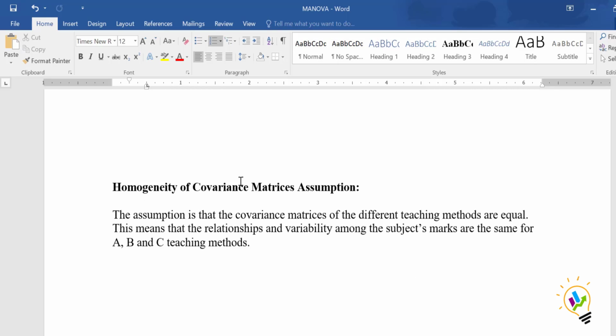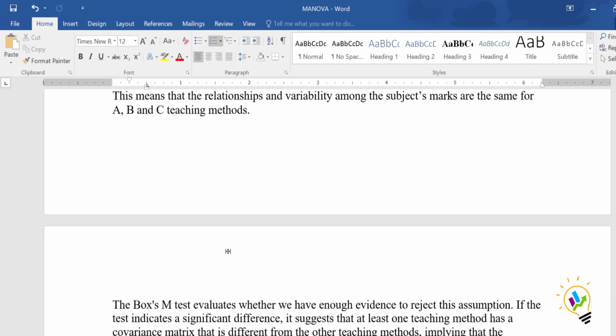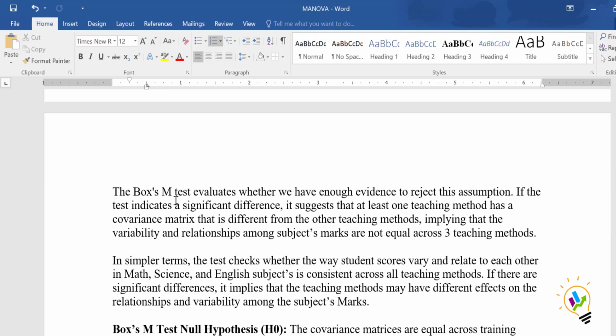Homogeneity of covariance assumption. The assumption is that the covariance matrices of the different teaching methods are equal. This means that the relationship and variability among subject marks are the same for teaching methods A, B and C. So the Box's M test evaluates whether we have enough evidence to reject this assumption. If the test indicates a significant difference, it suggests that at least one teaching method has a covariance matrix that is different from the other teaching methods, implying that the variability and relationship among subjects' marks are not equal across the three teaching methods.